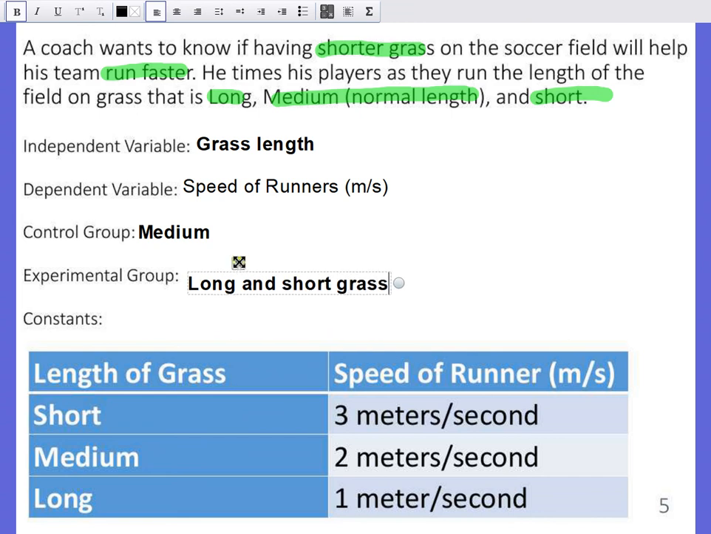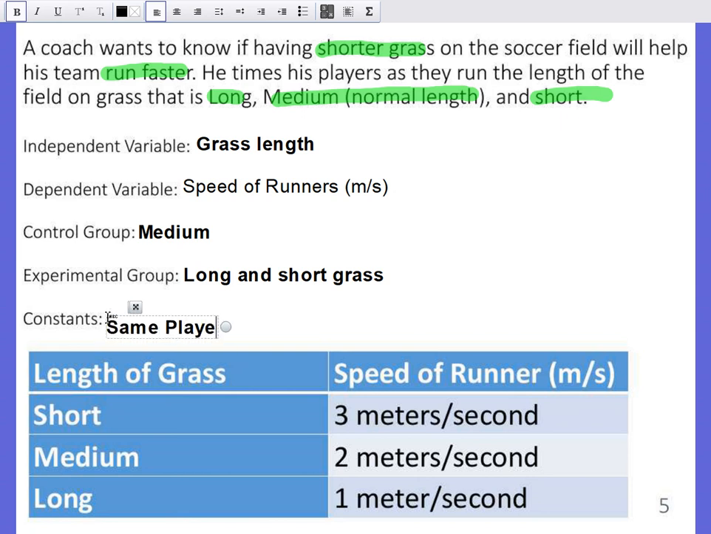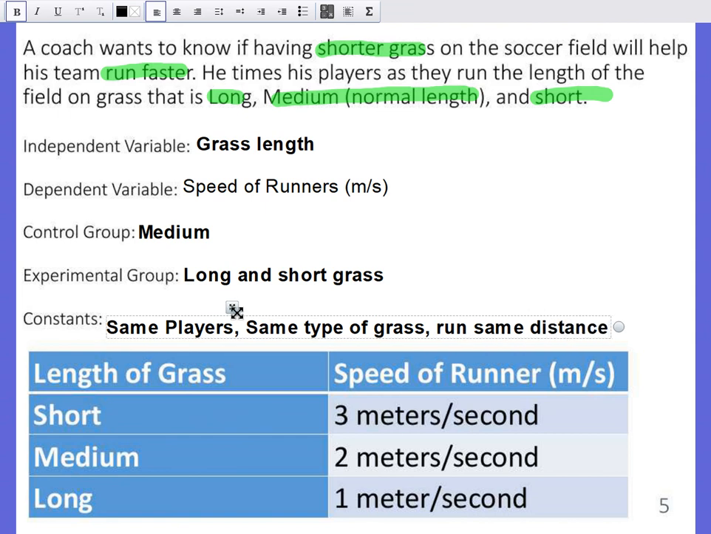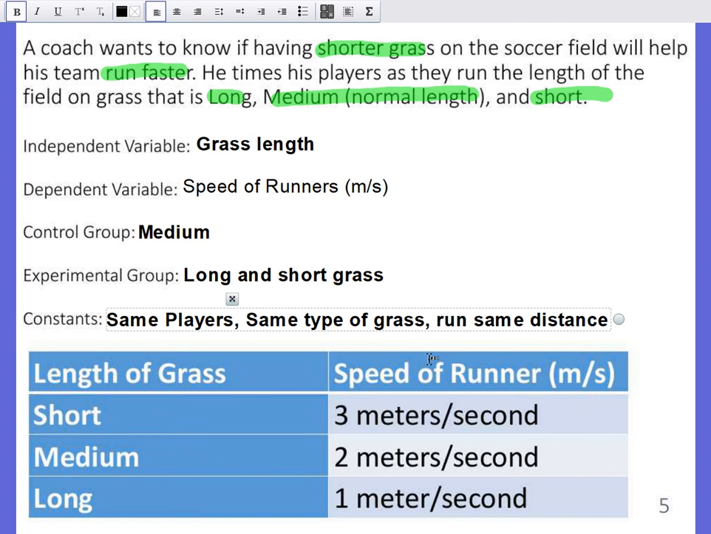Constants are things that should stay the same to help your experiment be more reliable. I would say you should probably be testing the same players every day. Make sure that you have the same type of grass. Have players run the same distance. You could have a lot more constants than that. Those are just a couple examples.